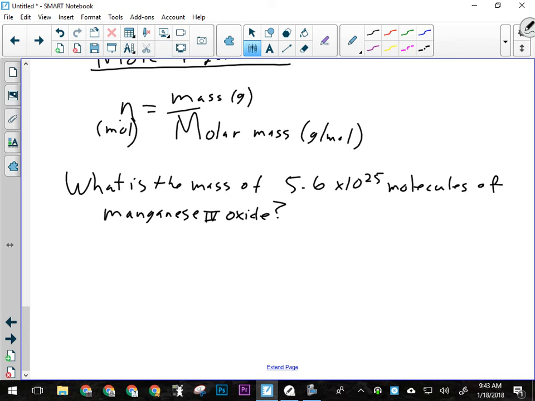So I got to write the formula for manganese 4 oxide. Manganese is Mn, and the Roman numeral tells me it's +4. It's with oxygen, which is a -2. So 2 and 4, reduce down to 1 and 2. So MnO2 is our formula.